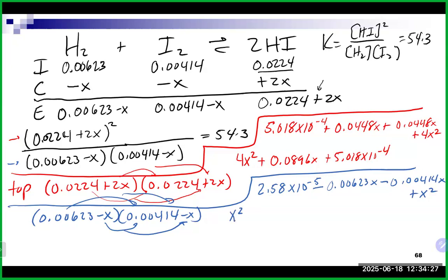We got 0.00623 plus 0.00414. So that's going to give us a minus 0.01037x, and we then should have a plus 2.58 times 10 to the minus 5. And again, that is what technically should go on the bottom there. Just going to borrow that here.